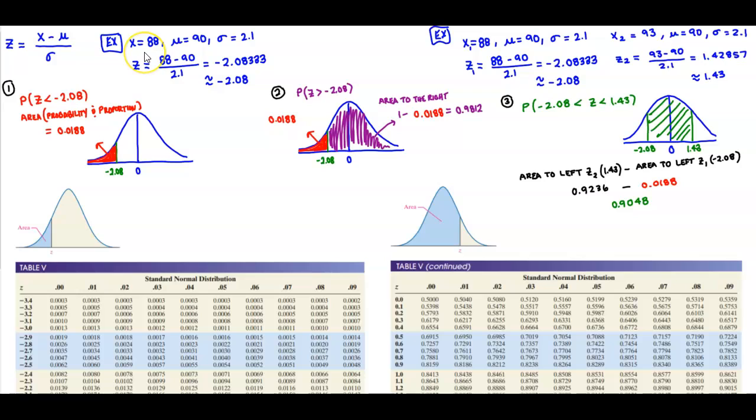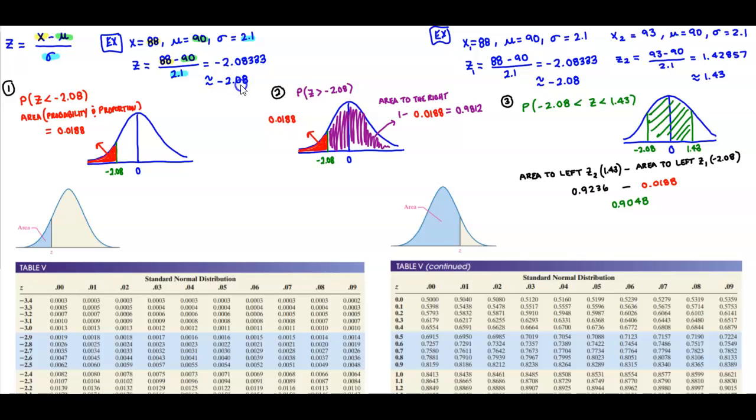So for example, if we let x equal 88 in our problem, we know that x is going to represent 88. We know that mu represents 90, and we know that the standard deviation is given by 2.1. Now when we plug that into our formula, we get negative 2.0833.